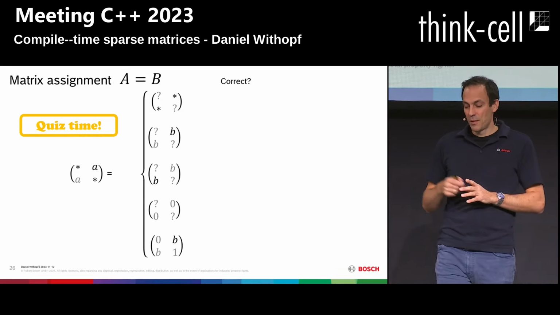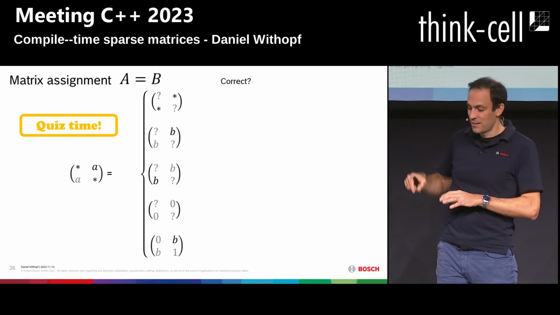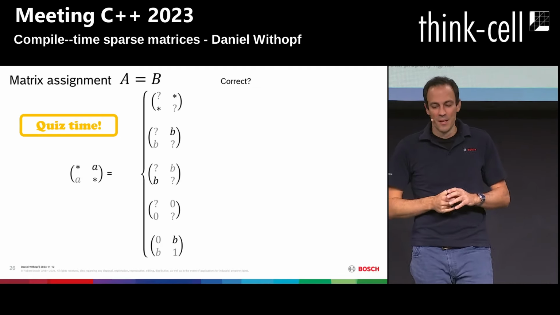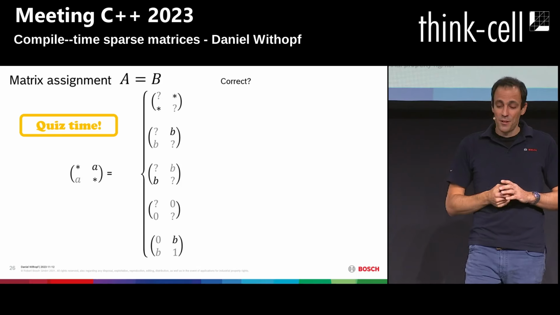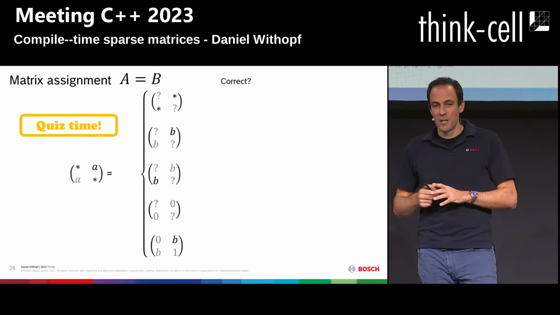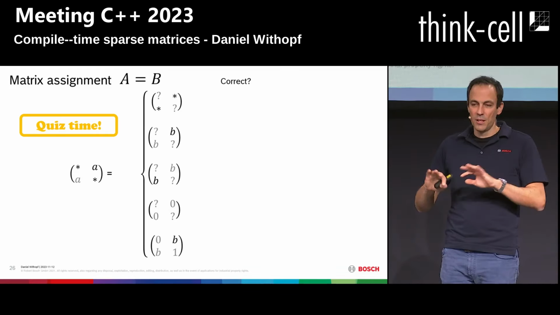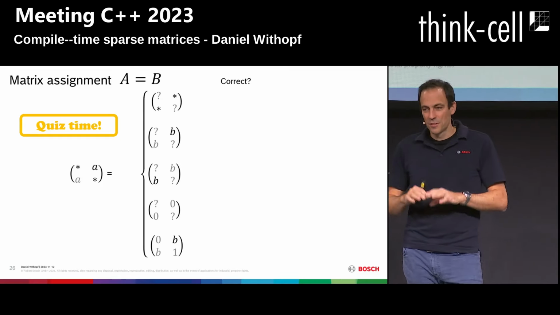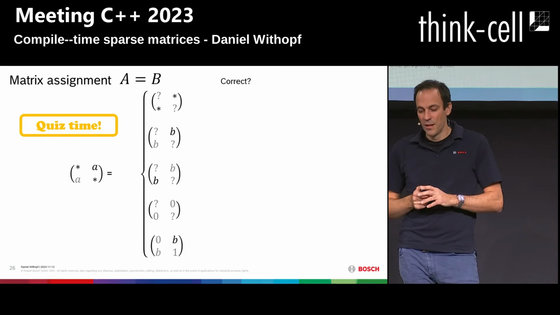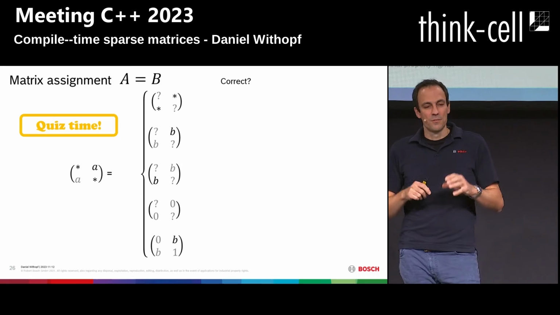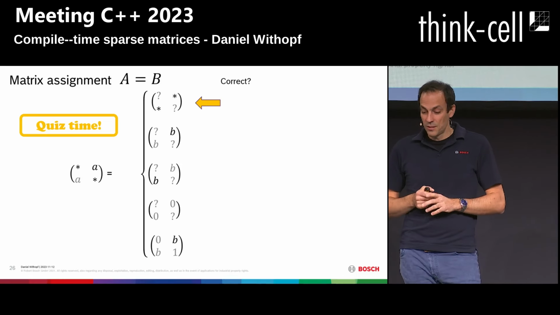And the question is, so we have five different options here on the right-hand side. I will step through each of them, and we'll try to answer, first of all, the question whether this assignment is correct or not. Now, I should also mention what the question marks mean. Question marks are just entries that we ignore for the quiz, so they can be anything, so they don't have any constraints for our quiz. So let's start with the first one.